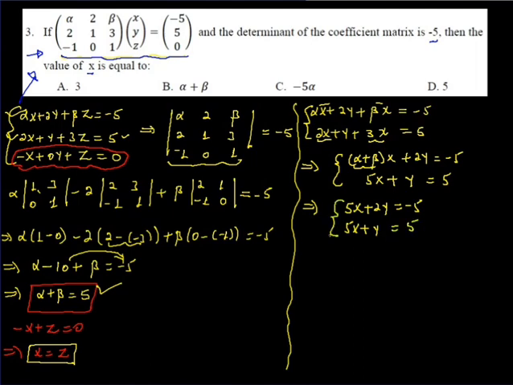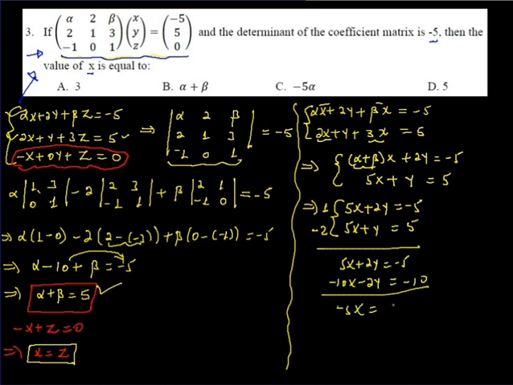Now this is a simultaneous equation of two variables. We can eliminate y by multiplying the second equation by minus 2 and the first equation by 2. Then this becomes 5x plus 2y is equal to minus 5, and minus 10x minus 2y is equal to minus 10. So adding downward, it becomes minus 5x is equal to, y will be eliminated, then it's minus 15. Minus 5 with minus 10 is minus 15. Dividing both sides by minus 5.